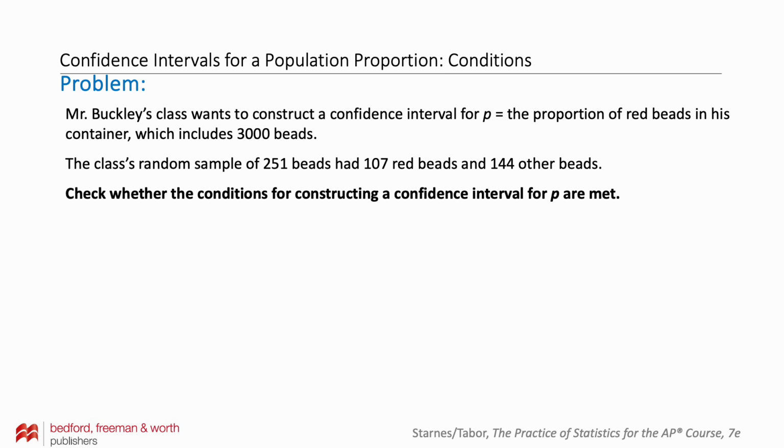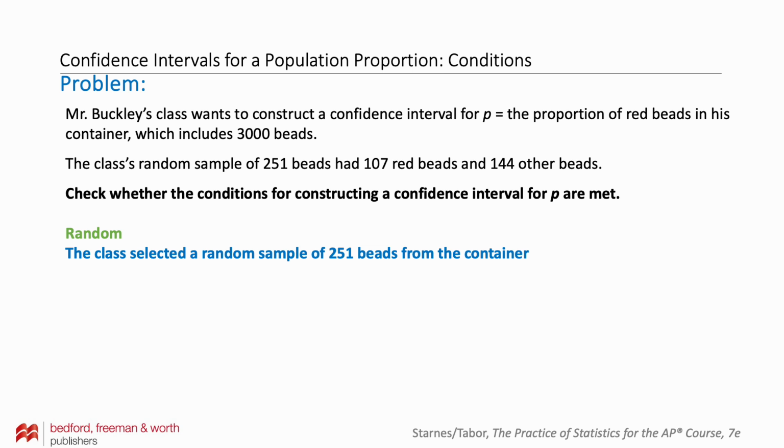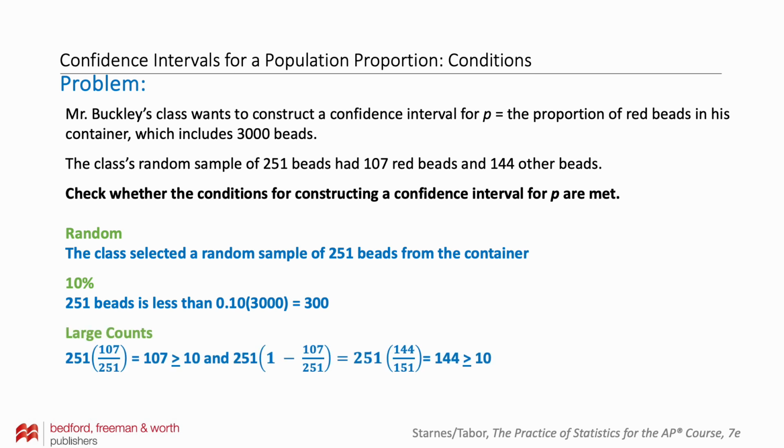So the first condition is random. The class selected a random sample of 251 beads from the container. So that's perfect. Our second condition is to find out if it's independent. Since they are selecting without replacement, we need to check the 10% condition. 251 beads is less than 10% of the population, which is 3,000. Then the third condition is to see if it's approximately normal.